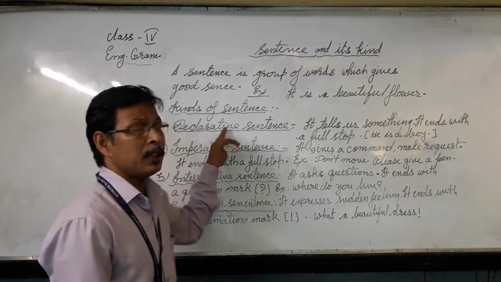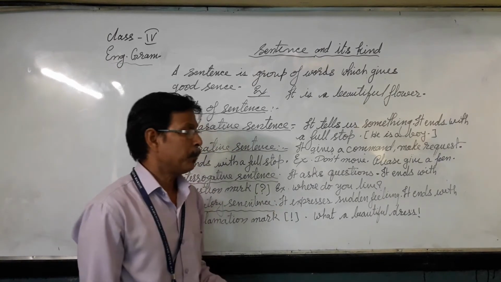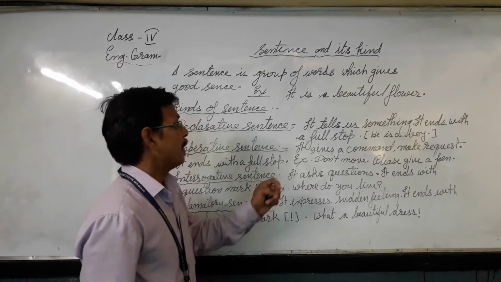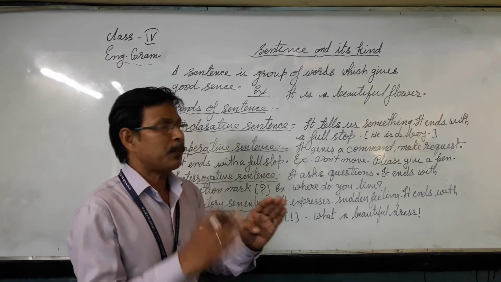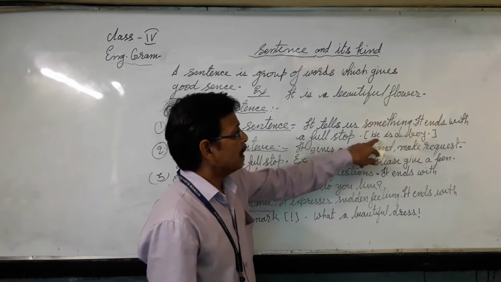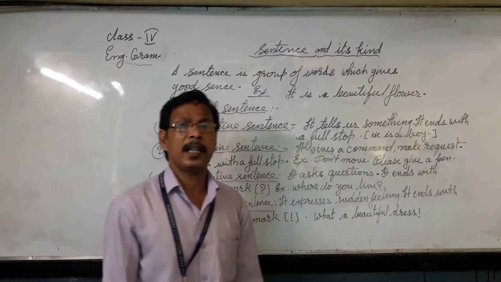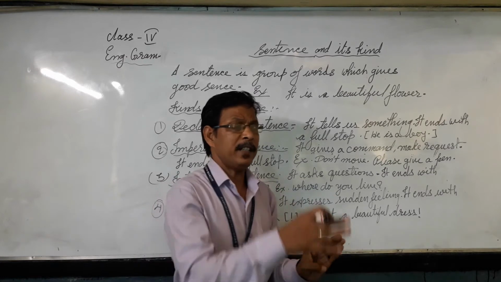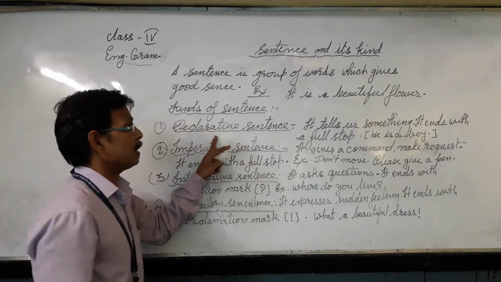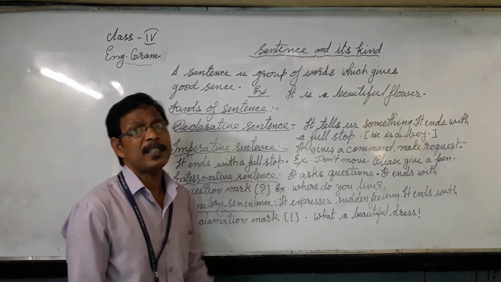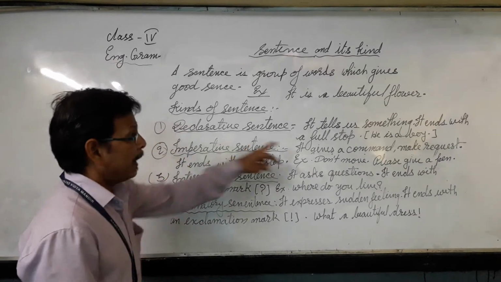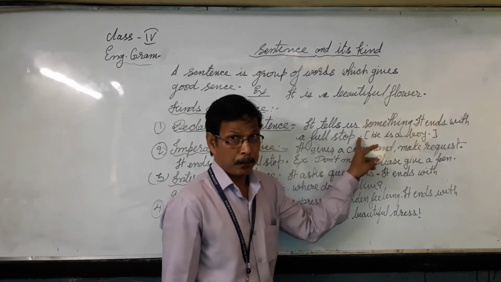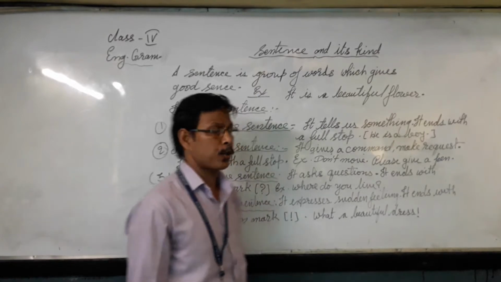The declarative is also called the statement because it simply states something. Example, he is a boy, wo ek ladka hai, yani wo ladka hai, dusra kuch nahi hai. It states, therefore it is called the declarative sentence or the statement, and it ends with the full stop.